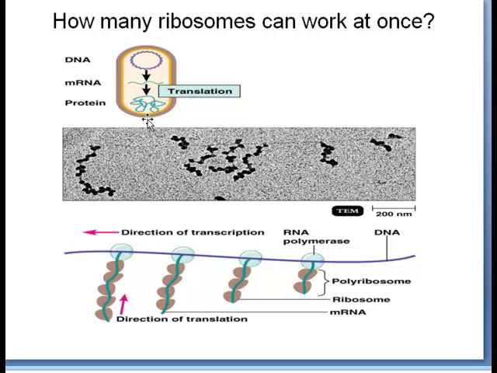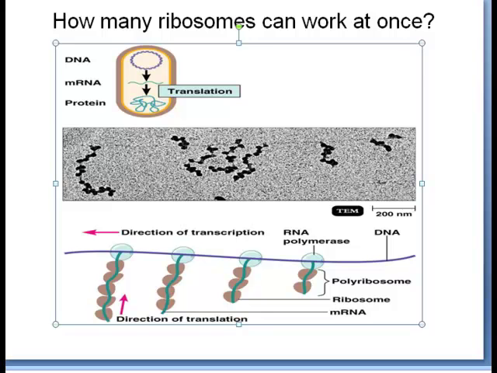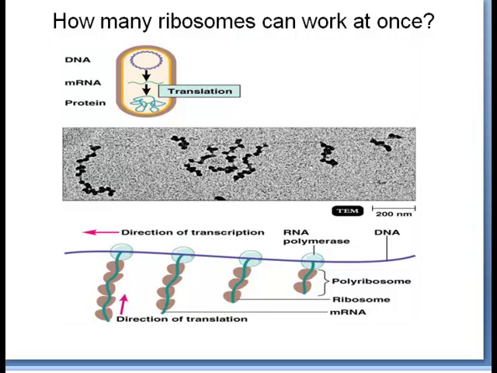Now, if you only had one ribosome at a time, then it would take forever. So in bacterial cells, what we have are polyribosomes. Each of these little clusters that you see in black is a ribosome. So when you have many ribosomes working together, you can have many different proteins forming at the same time. So that's a polyribosome.